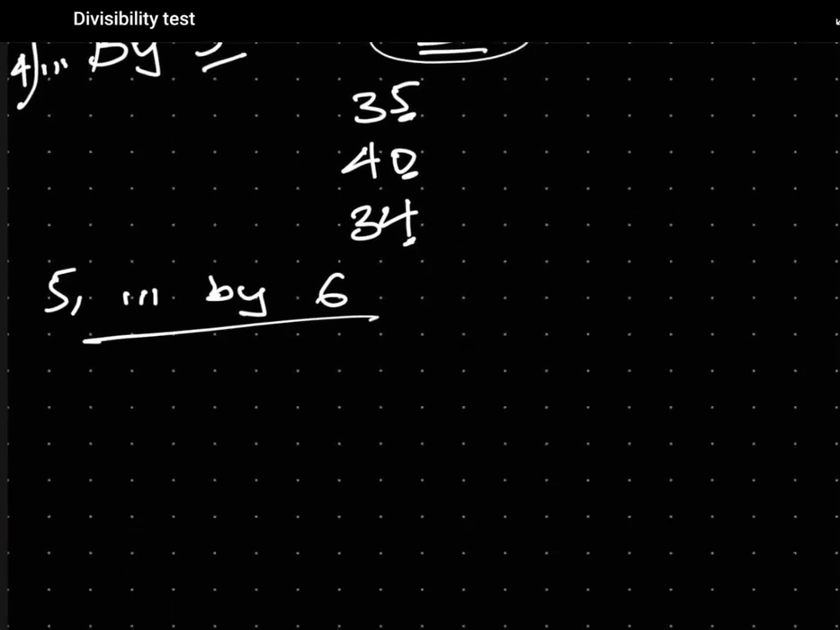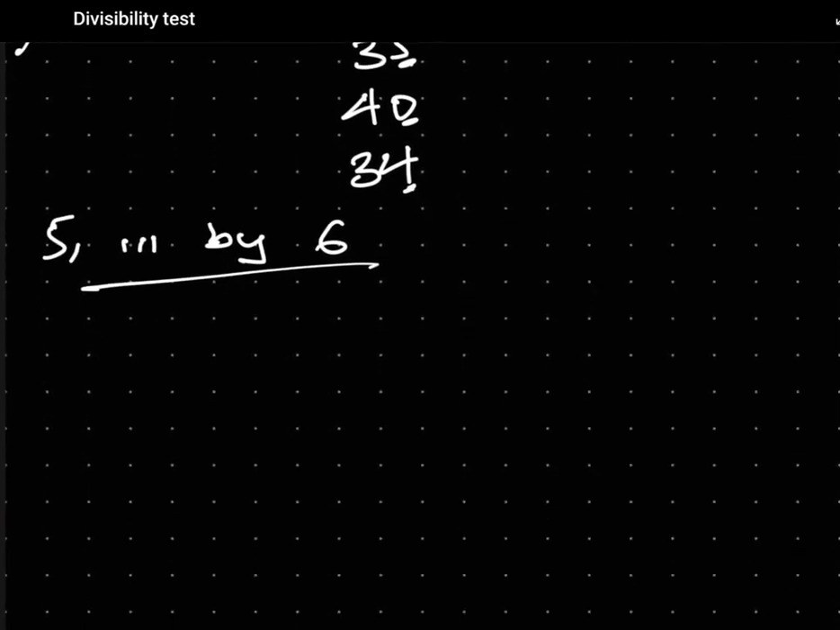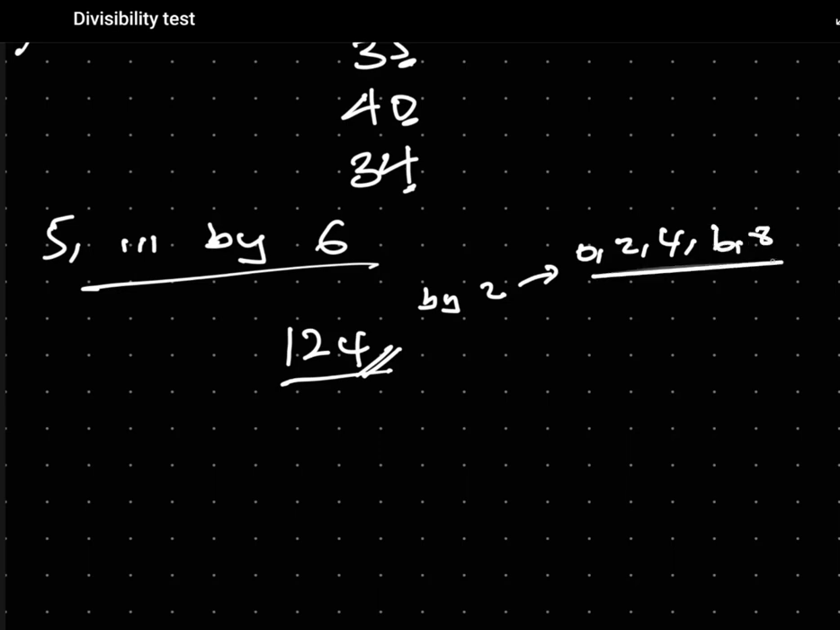By 6. A number is divisible by 6 if it is divisible by 2 and by 3, because 6 is 2 times 3. If a number is divisible by both 2 and 3, then that number is divisible by 6. For example, you can have 124. First you check, is it divisible by 2? So what you have to see is the ones place. The ones place of the number is 4. So if the ones place of a number is 0, 2, 4, 6, 8, then the number is divisible by 2. So we can check this number is divisible by 2.